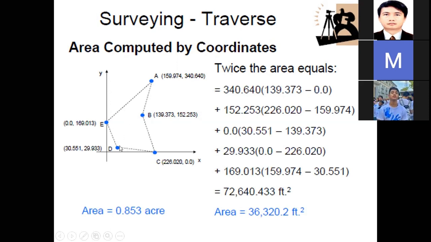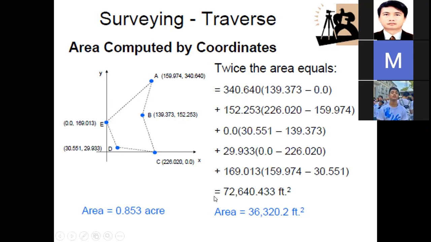Then plus the y component of D, which is 29.93, times x next, which is 0, minus x previous. Then plus the y component of point E, 169.013, multiplied by x next, which is point A, minus x previous. So this is our last point, point E, since we noted point A as the starting point.